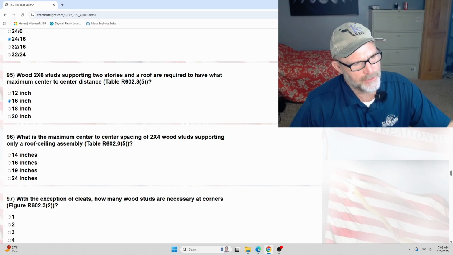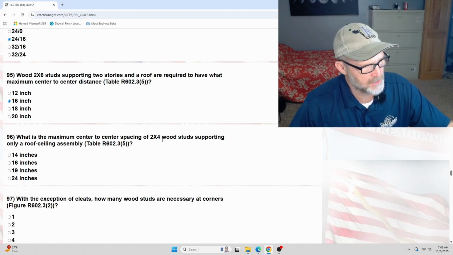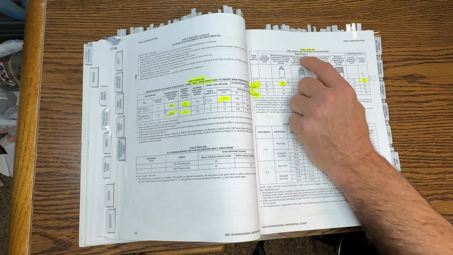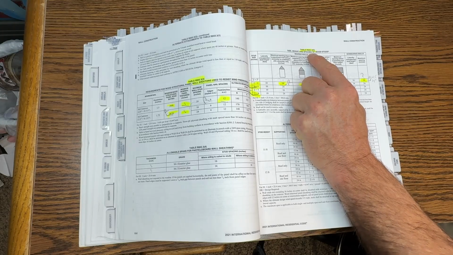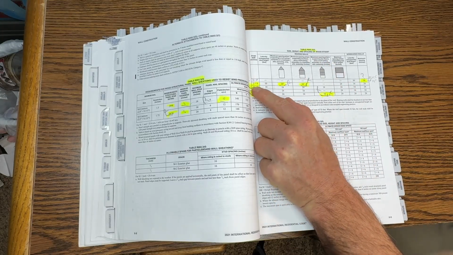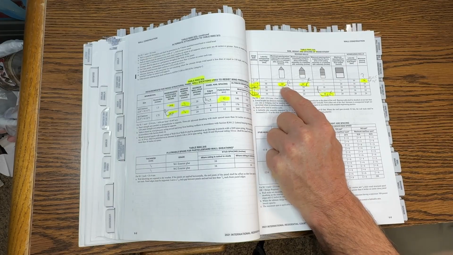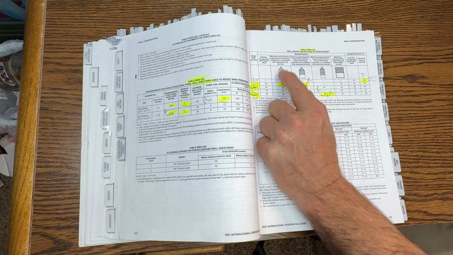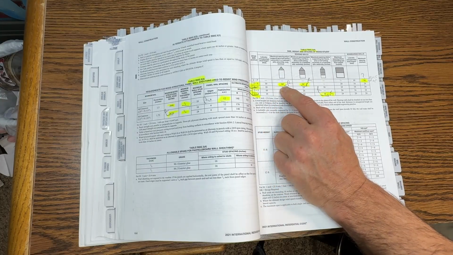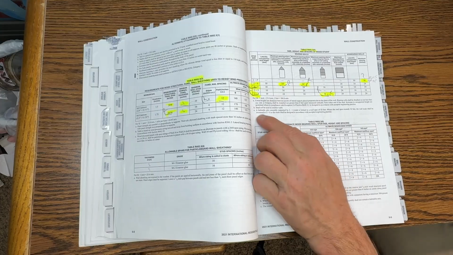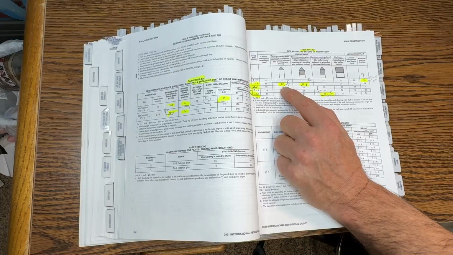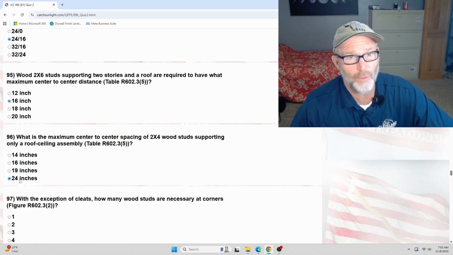Let's go to 96. What is the maximum center-to-center spacing of 2x4 wood studs supporting only a roof ceiling assembly? So if I have 2x4s only supporting a roof, let's go to this table, R602.3(5), and we have 2x4s over here on the far left column. And you can see from this image, it gives you these nice pictographs to help you figure this out. But it's only supporting the roof and ceiling member. You're allowed to have 24 inches. And as always, go ahead and read the footnotes. It doesn't apply in this case, but always read the footnotes when you're doing the test. It's not going to be as clear-cut as you think. So the answer is 24 inches there.